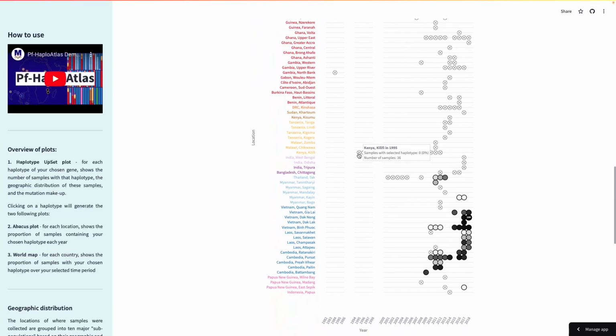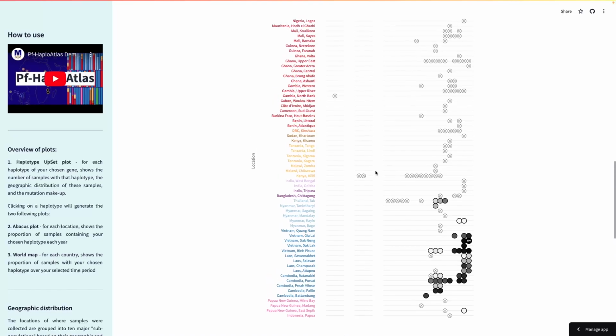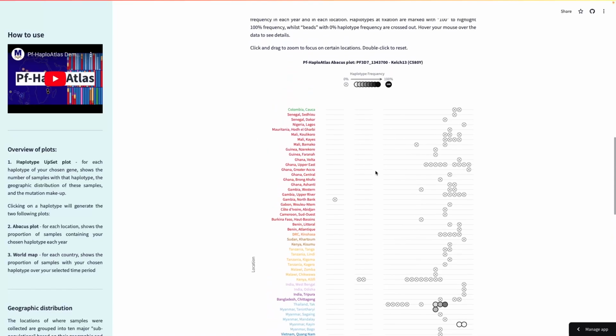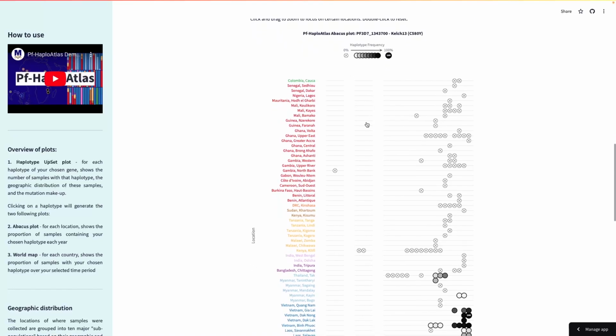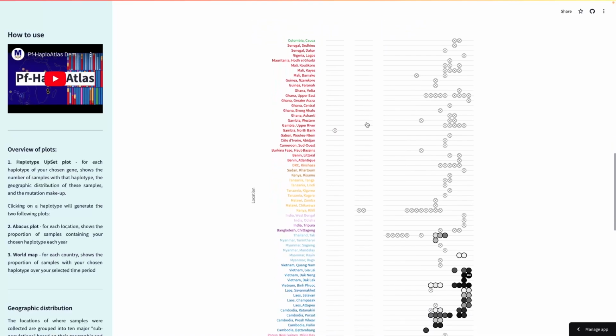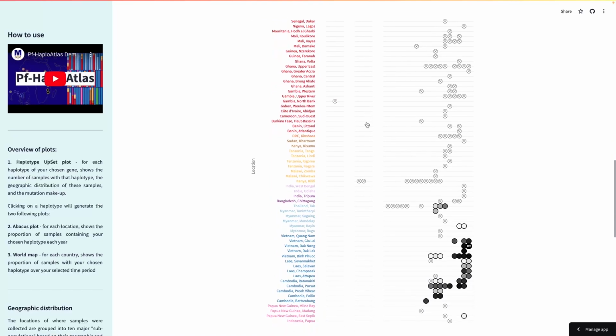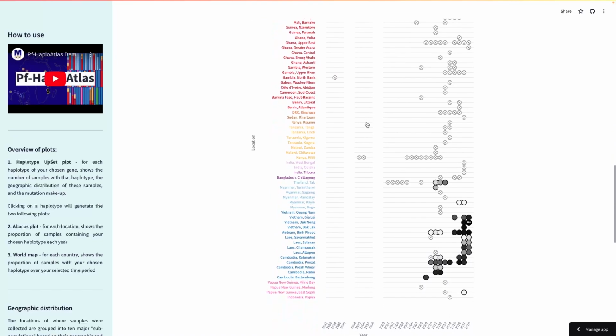Each bead tells you that there were samples collected in this location in this year. The absence of a bead means no samples were collected in that location or year. The beads are coloured, and the darker the colour of the bead, the higher the proportion of the samples here containing the haplotype you've chosen. What we're ultimately looking for in the Abacus plot are gradients of colour as we go forwards in time, so towards the right.